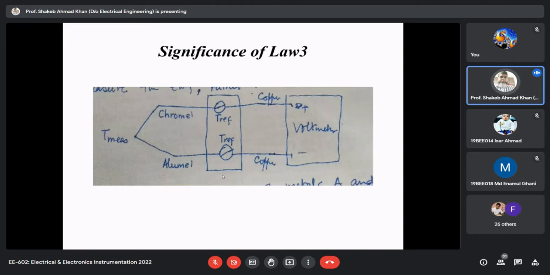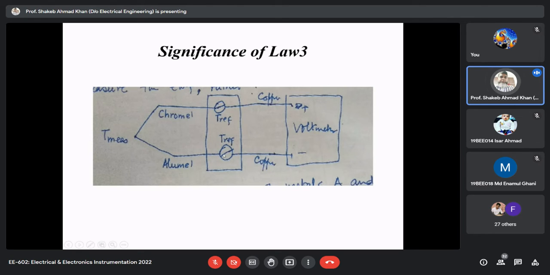Okay, now the significance of this is this. Here we are having a thermocouple made up of chromel and alumel, two different material wires. This is your sensing junction, and then you are inserting copper here, the third metal. One of the junctions is with the chromel, another junction is with the alumel, and these junctions are maintained at the reference temperature, a constant reference temperature, and then we are connecting it.